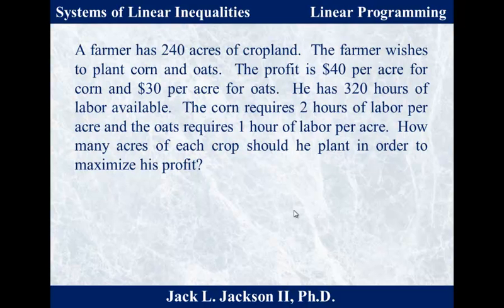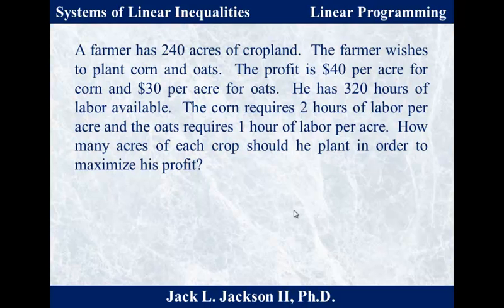The problem is the corn requires more labor per acre to implement. So it requires 2 hours of labor per acre, and the oats requires 1 hour of labor per acre. Okay, and he only has 320 hours of labor available. He only has so many people he can hire, or so much work he can put into play here, and so he has a constraint there. So, given all these constraints, how many acres of each crop should he plant in order to maximize his profit?